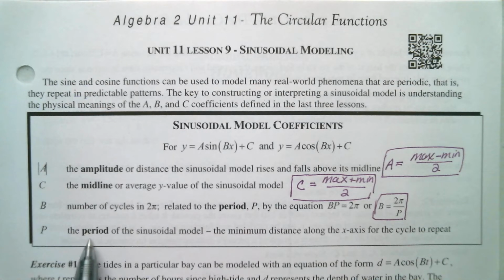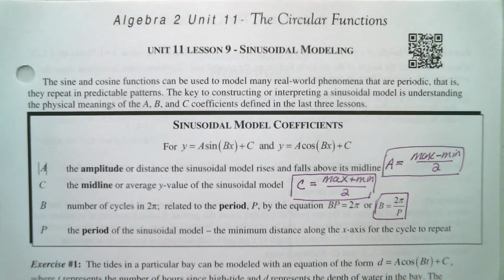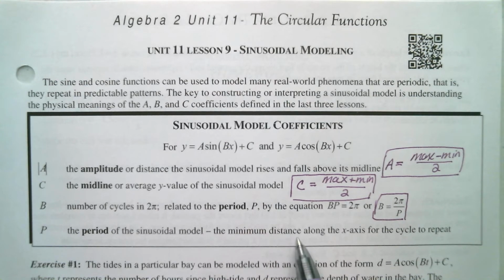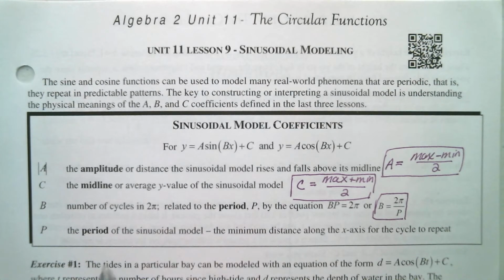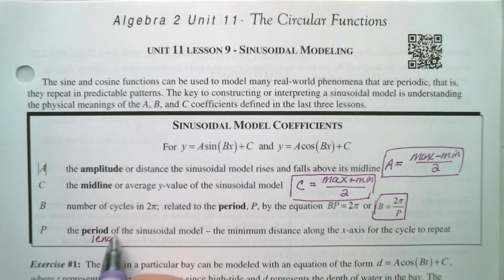Capital P, the period, is the minimum distance along the x-axis for the cycle to repeat. So remember, period is the length of one complete cycle, or one full cycle. The formula for period is 2 pi over b.